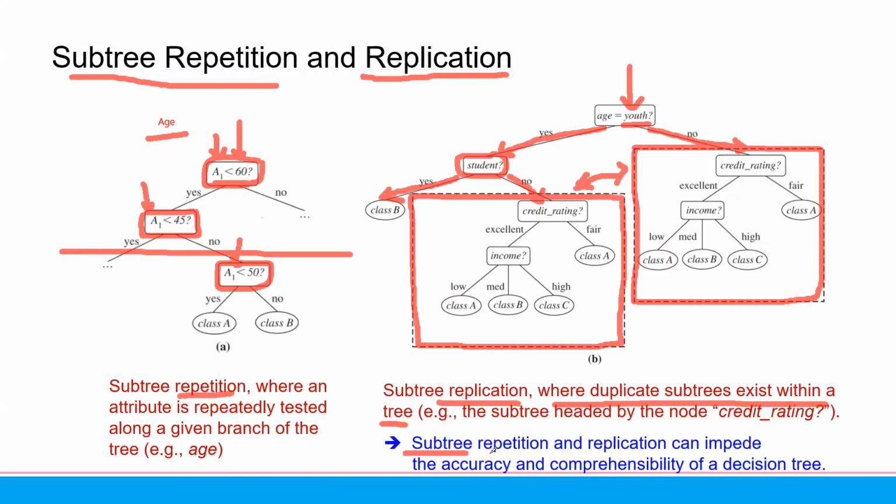So this subtree repetition and replication can impede the accuracy and comprehensibility of a decision tree. So sometimes, yeah, we can prune this kind of tree, or yeah, it depends on the data, how we need to deal with it.